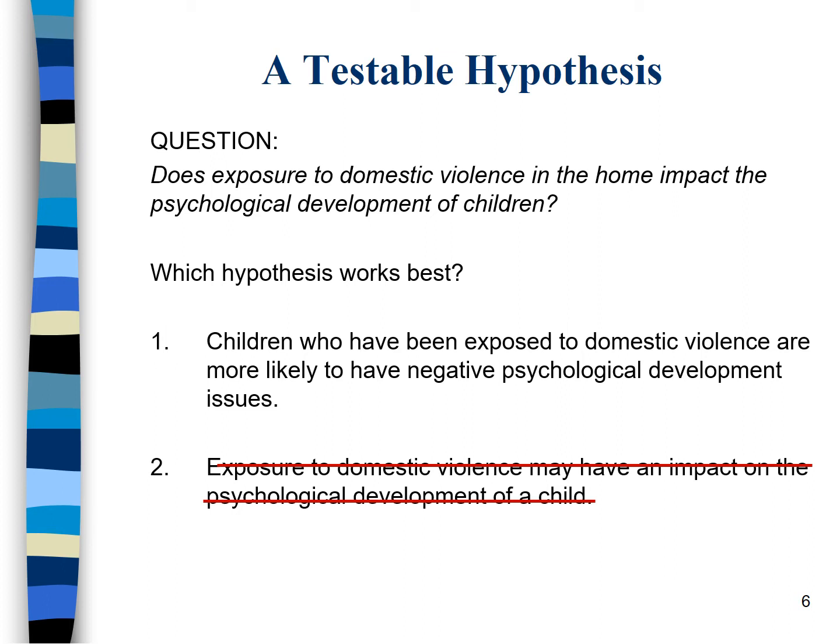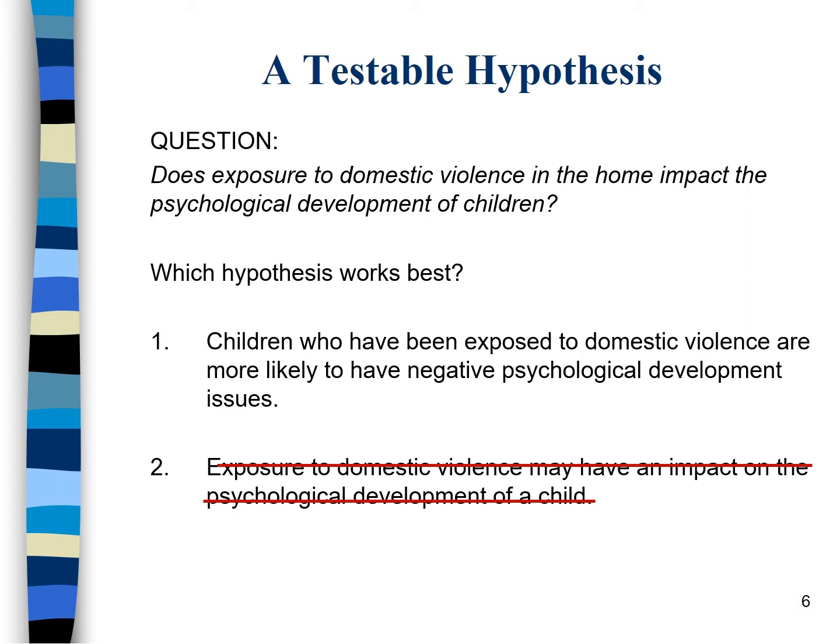Okay, is it a statement? Yes. By reading that, can we still get a pretty clear-cut idea of what the cause is and what the outcome or effect is? I think so. Children who have been exposed to domestic violence, that is our cause, are more likely to have negative psychological development issues. Psychological development is our outcome.